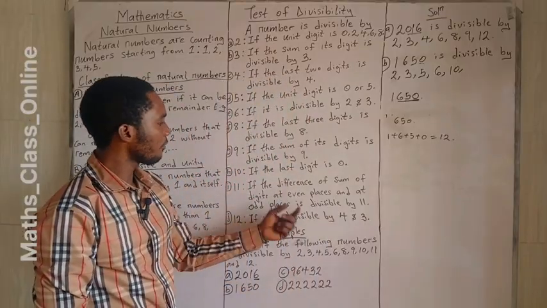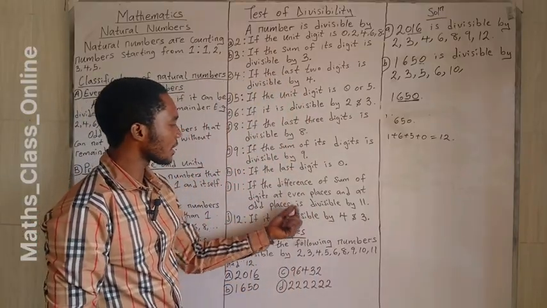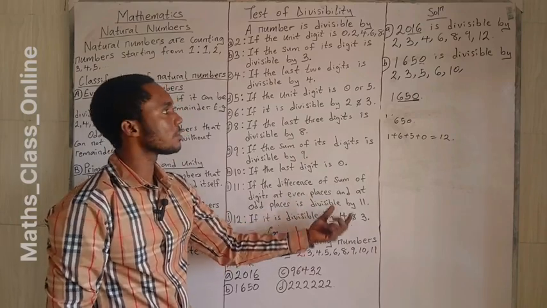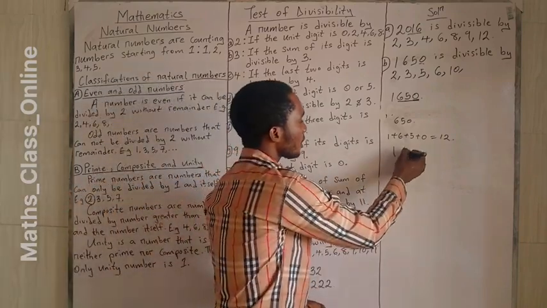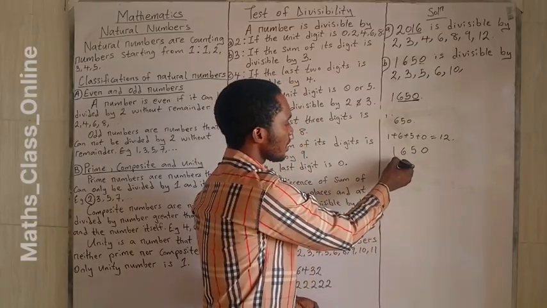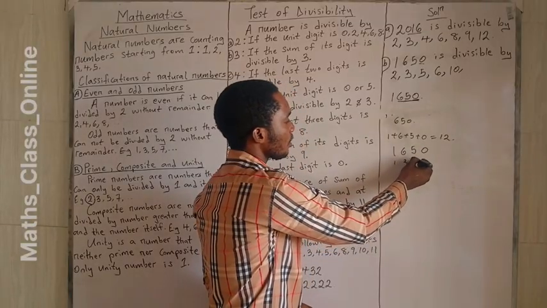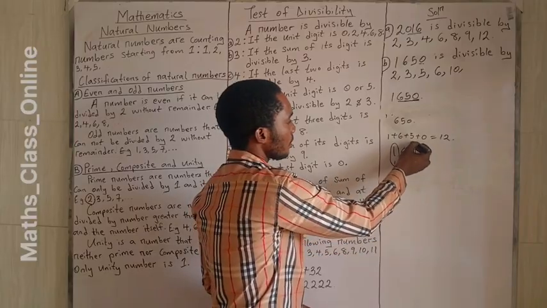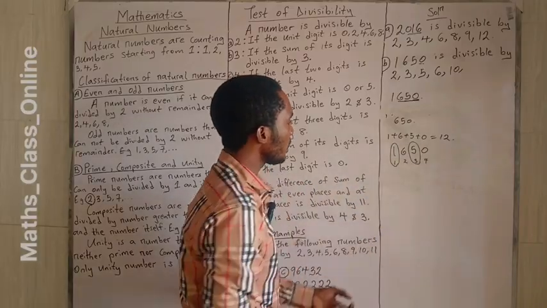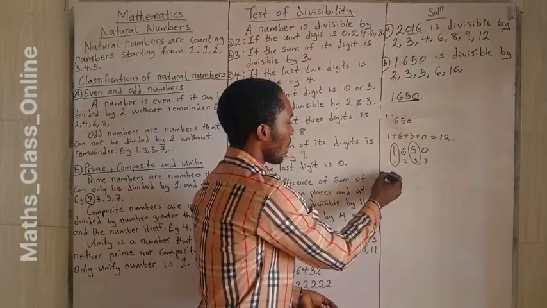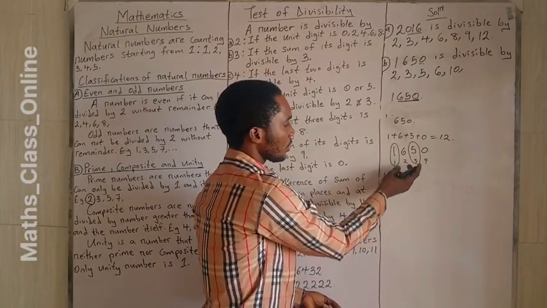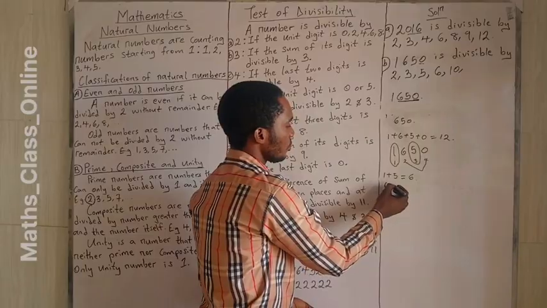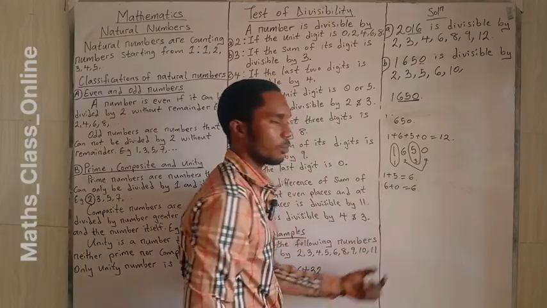11. If the difference of the sum of the digits at even places and at odd places is divisible by 11. Now we have this to be 1650. This is the first digit, second digit, third, and fourth. Odd places. So the digits we have at odd places are what? 1 and 5. If we sum it together, we have 6. And the digits at even places are 2 and 0. If we sum it together, we have 6.